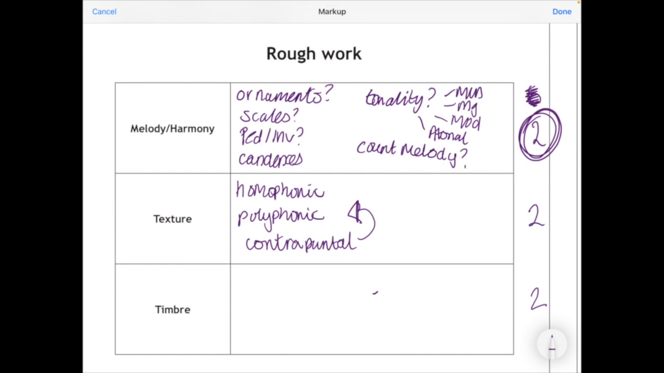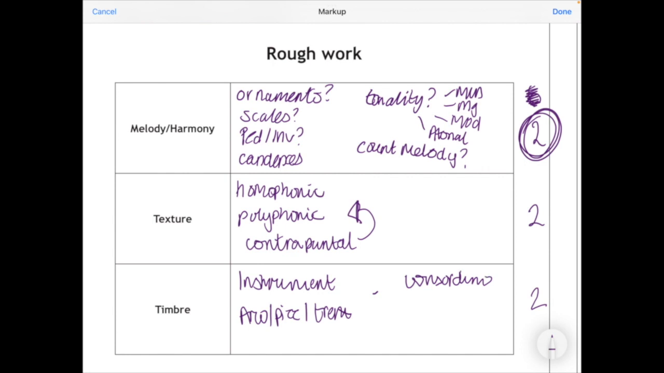For timbre, we're obviously thinking about any instrument at all that you hear, and how it's played. So if we hear string instruments, are they arco? Are they pizzicato? Are they tremolando? If we hear brass, is it being played muted or con sordino?